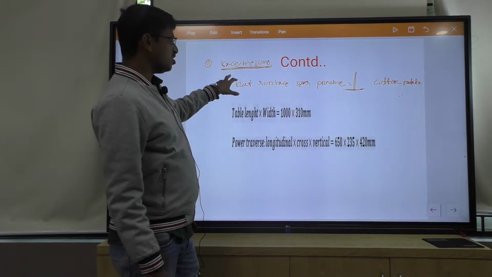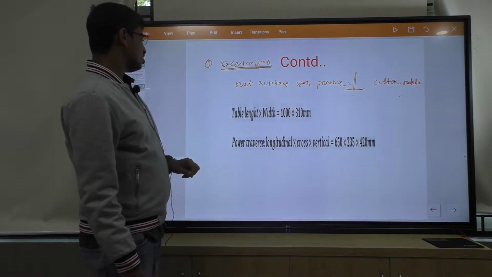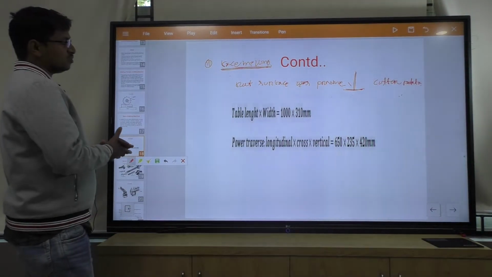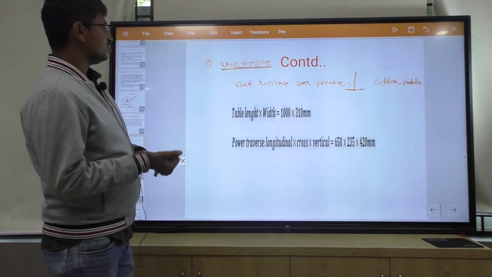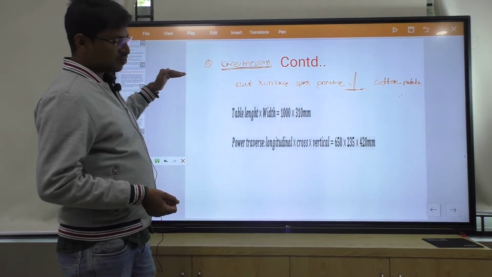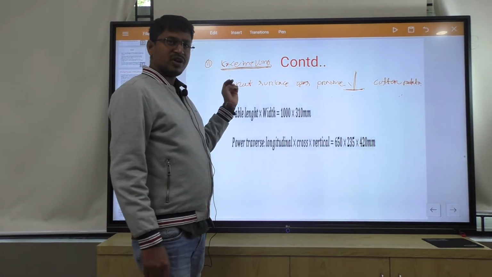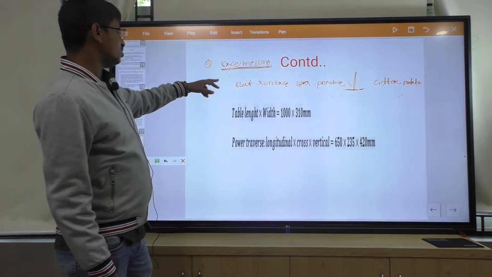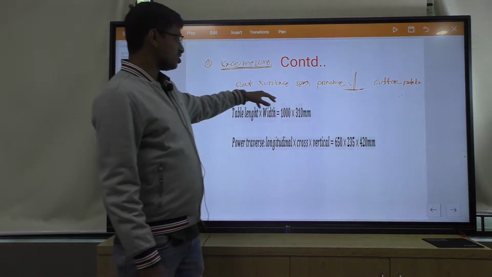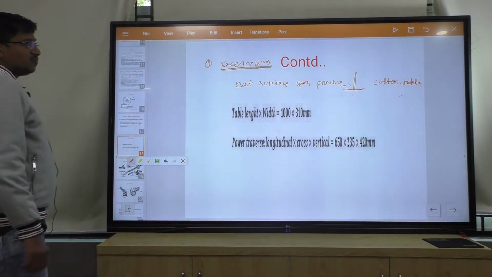For this, the face milling cutter is mostly used in vertical milling machines, and the peripheral cutter is mostly used in horizontal milling machines. If the flat surface is produced parallel to the cutter axis, then this is called peripheral milling. If the flat surface is produced perpendicular to the cutter axis, this is called face milling.